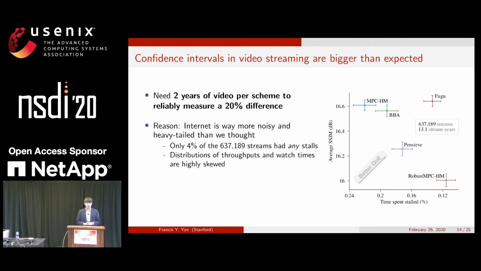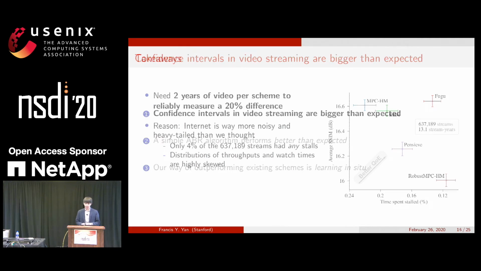The reason for such large uncertainty is that the internet is way more noisy and heavy-tailed than we thought. Among the 600,000 streams, only 4% of them had any stalls, meaning the other 96% never stalled. Stall events are so rare in practice, which is why you need a huge amount of data to measure them. Additionally, we have results in the paper to show the distributions of watch time and throughput are also very skewed.